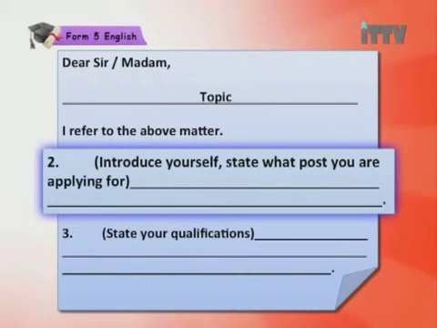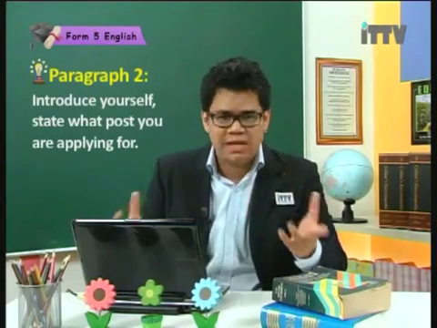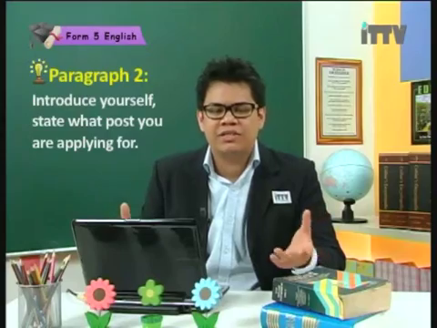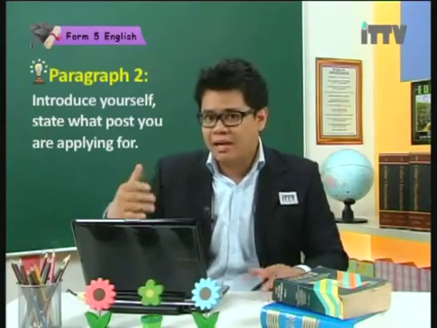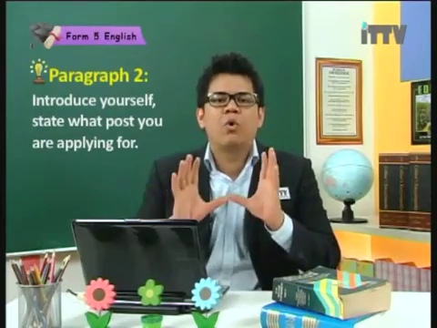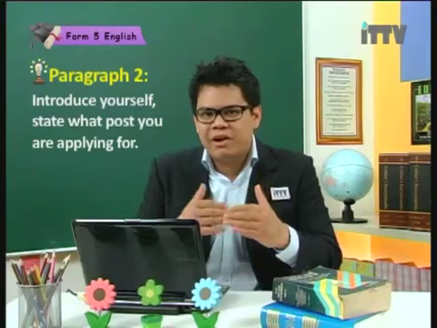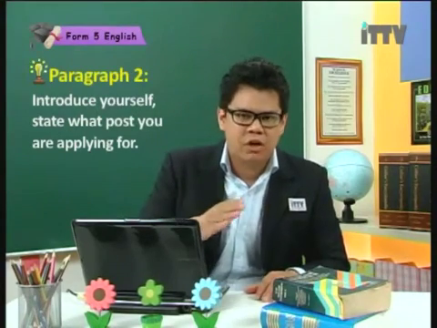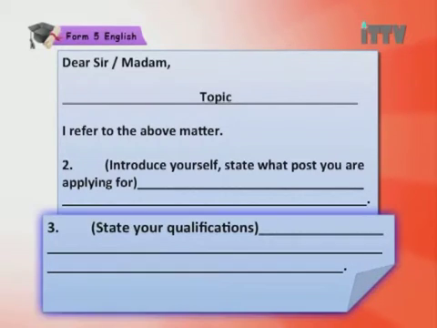Second paragraph. You introduce yourself. State what post you are applying for. So, you introduce yourself. My name is. Tell them about yourself. And then talk about the topic again. I am applying for. So we're talking about what we are applying for. So you see, in a formal letter, it's actually very easy. Everything just moves along. We then move on to the third paragraph.